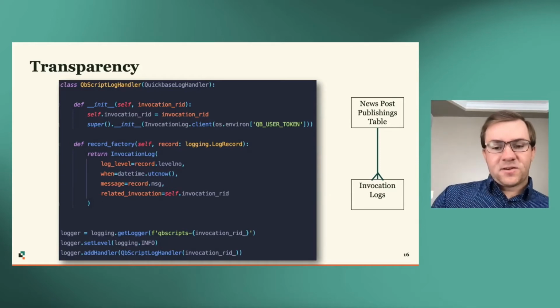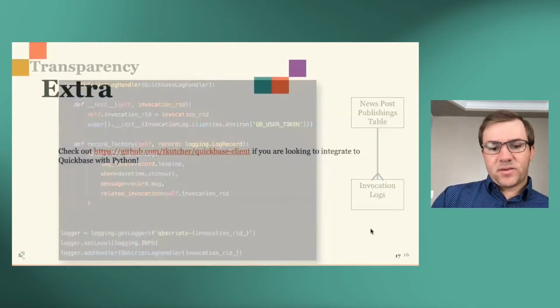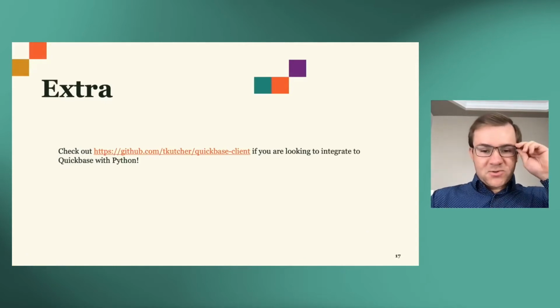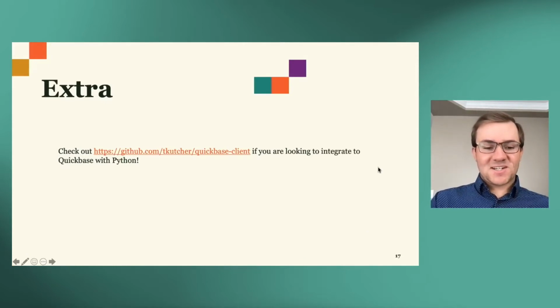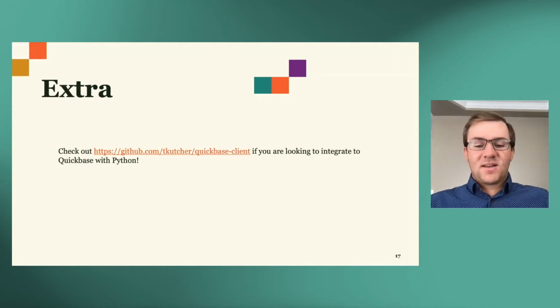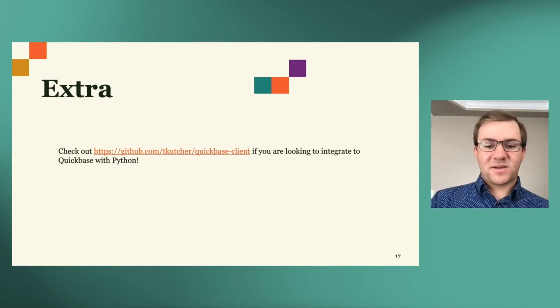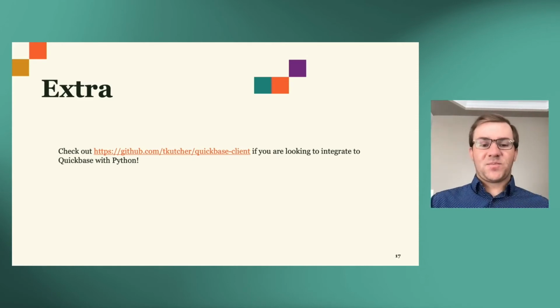If you're more curious about that Python package, there's more documentation on my GitHub at github.com/tkutcher/Quickbase client, if you are looking to integrate Quickbase with Python. It has some extra features for querying utilities and object relational mapping, etc. But in general, this is a good solution for how we can connect Quickbase to these extra web services and leverage Quickbase as a front-end tool for our users when making those business process connections.